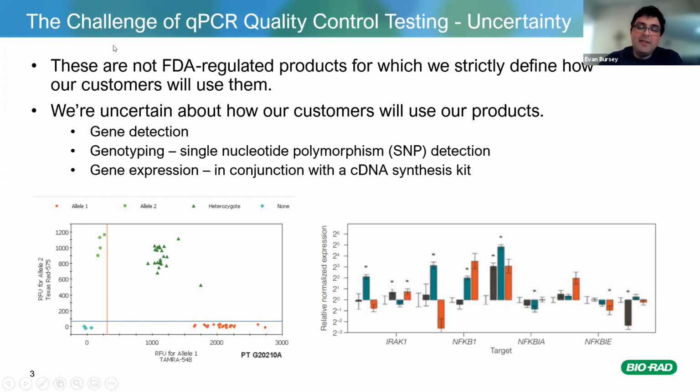So there's a lot of uncertainty in the QC testing, and some of that actually has to do with not really being sure how our customers are going to use our products. The vast majority of the products that I work on are not FDA regulated products. If you're developing an FDA regulated product, you get to tell the customer exactly how they're going to use it. Here are the samples you're going to run, here are the instruments you're going to use, this is exactly the procedure you're going to follow, and you're going to do this every single time. For research use only products, which most of mine are, I don't have that luxury, if you will. So I'm not entirely certain how our customers are going to use our products.